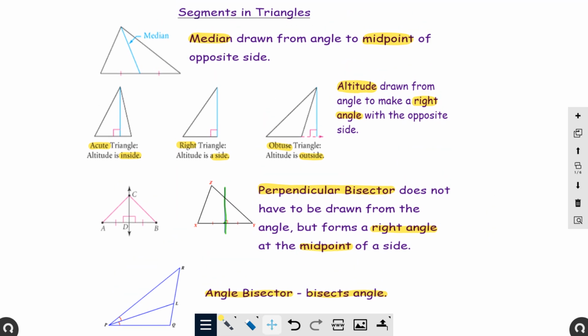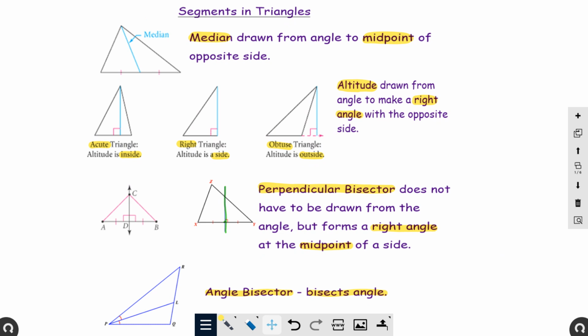So a point of concurrency is what we're going to talk about next, and that's where we draw 3 of these lines together. So when we draw 3 medians, 3 altitudes, 3 perpendicular bisectors, and 3 angle bisectors, we get 4 points, and those are our points of concurrency. So it's where those 3 lines concur at the same time, so where they all intersect together.